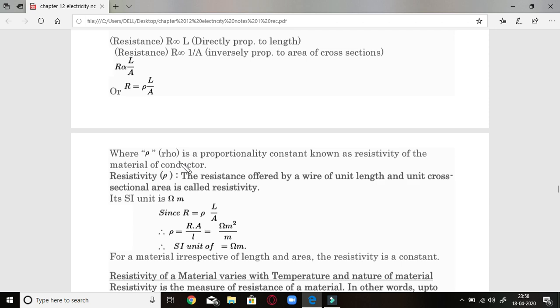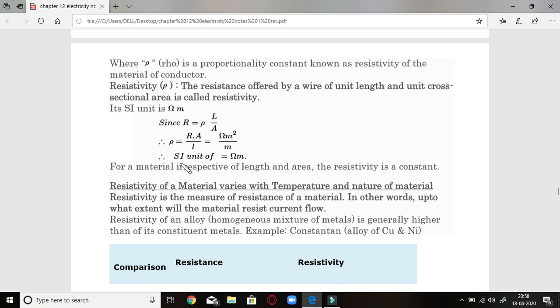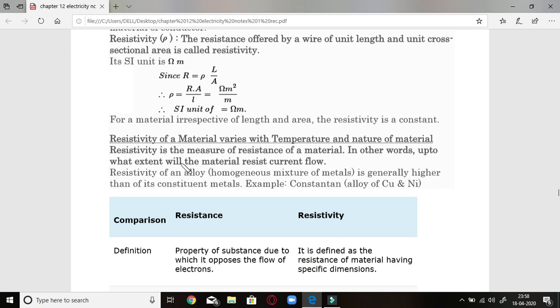Now let us see what this resistivity is. Resistivity is nothing else but the resistance offered by a wire of unit length and unit area of cross section. So if you take a wire of length 1 unit, 1 meter, and with it a cross section area of 1 meter square, and pass current through it, then the resistance that comes will be given the name resistivity. That is resistivity.